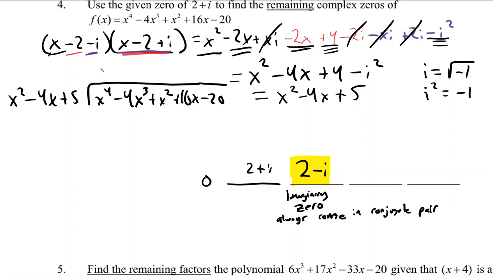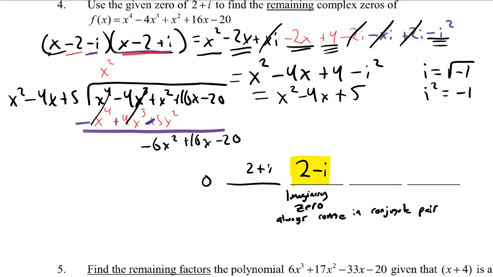So from the long division process, x squared times x squared is x to the 4th. x squared times -4 would be -4x cubed. And x squared times 5 would be 5x squared. Change the signs and add. Those go to 0, those go to 0. We get that. Do our algorithm again. -6 times x squared gives me -6x squared.